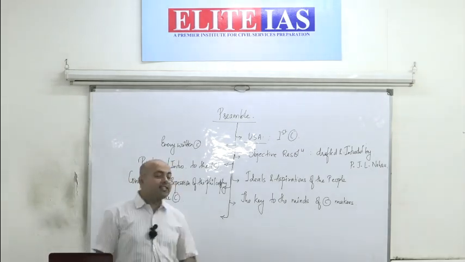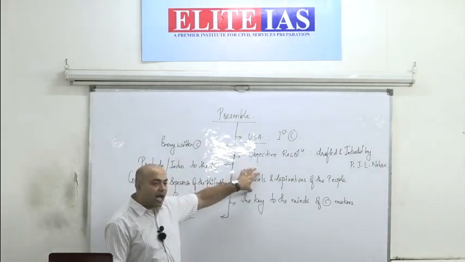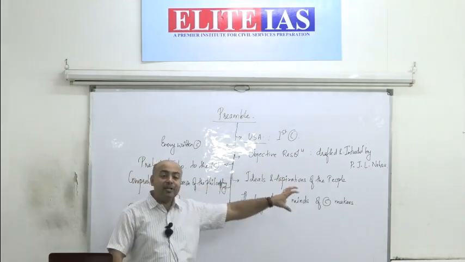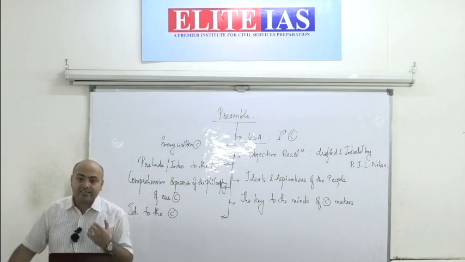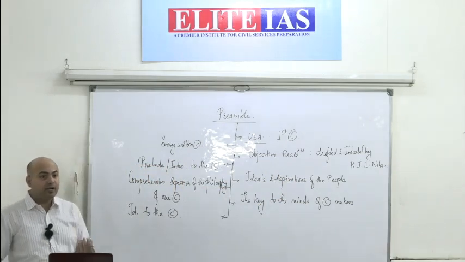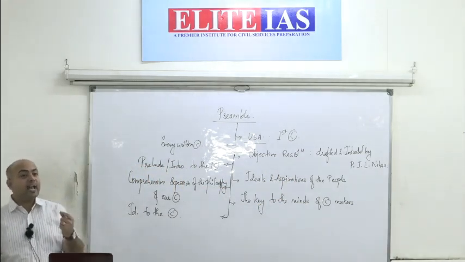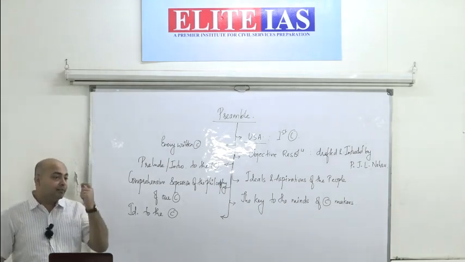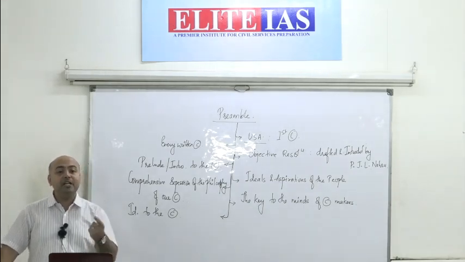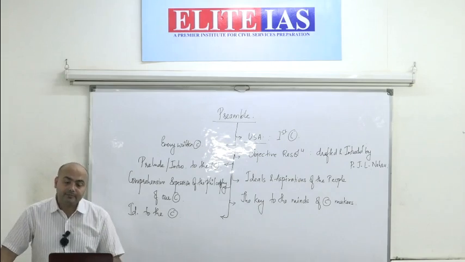So why are we saying it to be an expression of ideals and aspirations of the people? Because this is what we want as a member of a society. If you think over it, what kind of society would I like to live in? I would like to live in a society the features of which have been mentioned in the preamble.